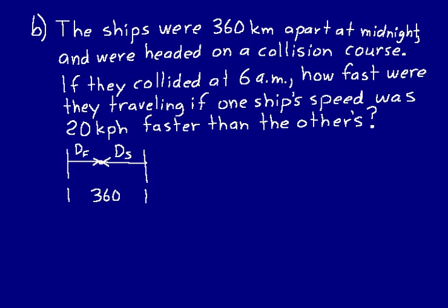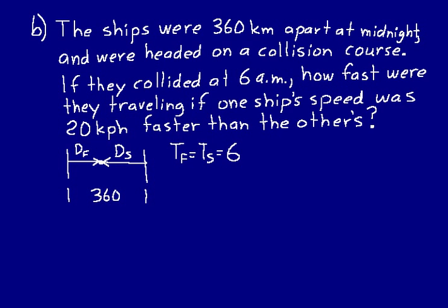Now they collided at 6 a.m. They were 360 kilometers apart at midnight, and so between midnight and 6 a.m. they traveled 6 hours each. So we know that the time of the faster ship is equal to the time of the slower ship, which equals 6 hours. So during this situation that we're describing here, they both traveled 6 hours. We're talking about from midnight to 6 a.m.